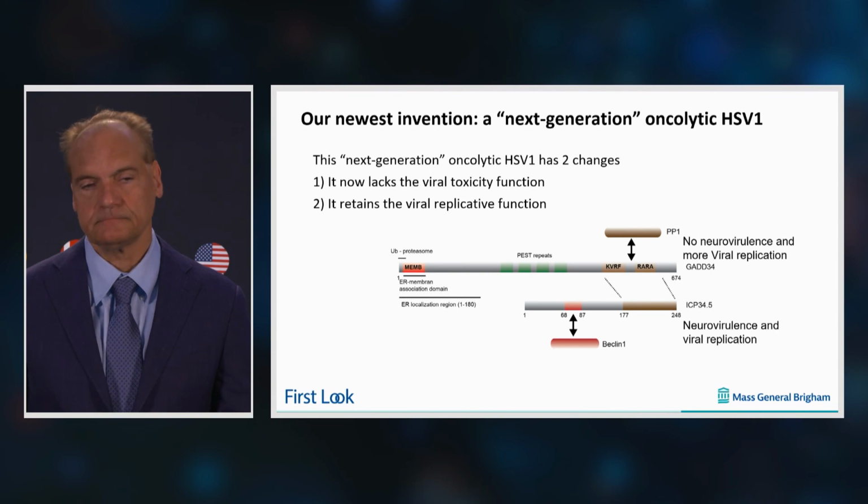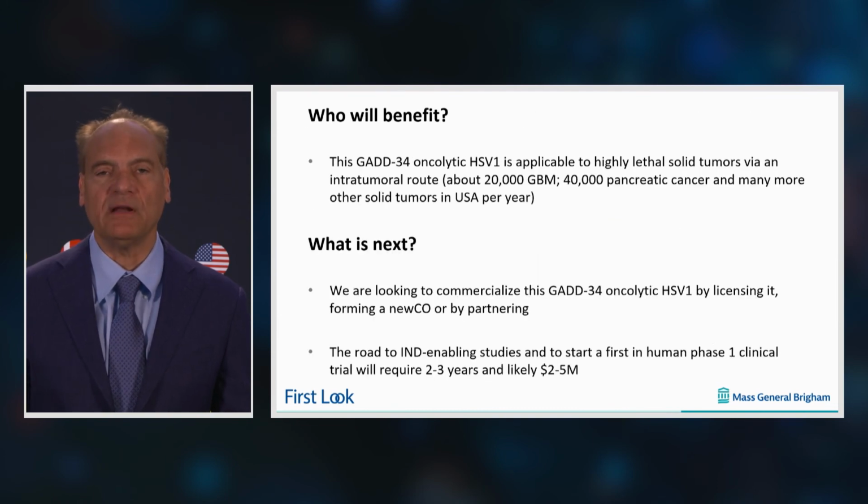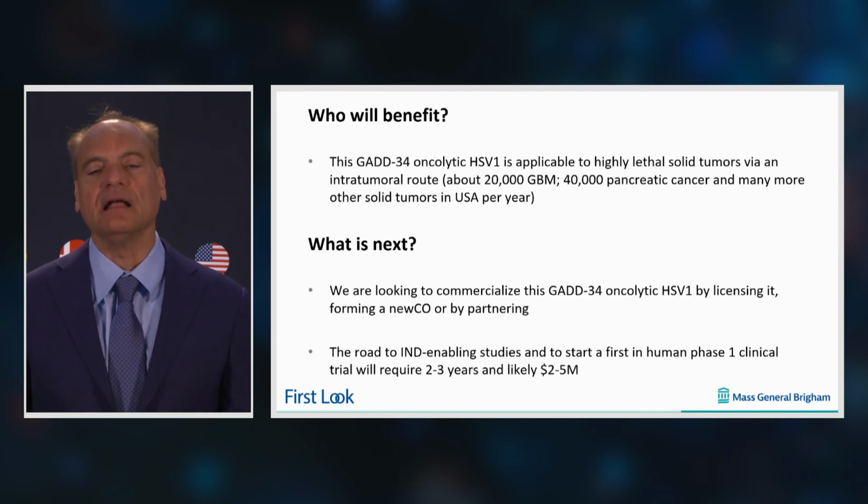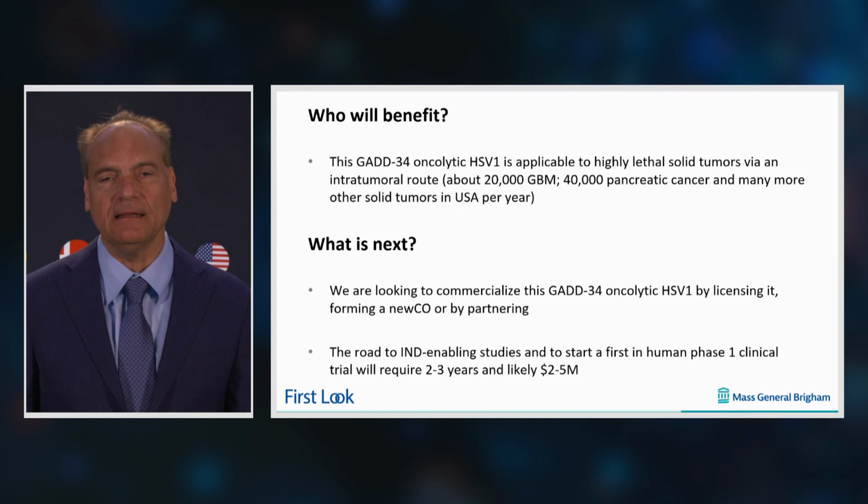Who will benefit from this invention? This oncolytic HSV1, which we've called GADD34, is applicable to highly lethal solid tumors via an intratumoral route. For example, there are approximately 20,000 glioblastomas and 40,000 pancreatic cancers, and many more other solid tumors in the USA per year, which this could be applicable to.